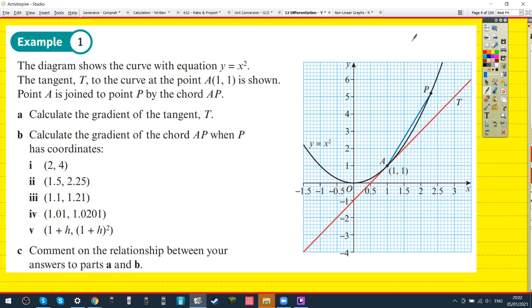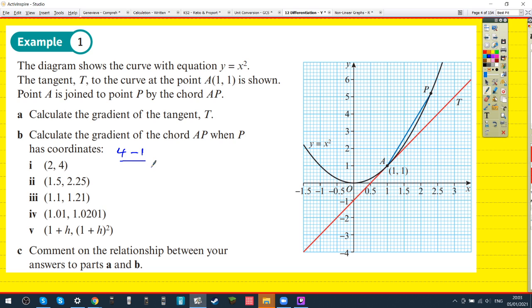So if we want the gradient, do we do m equals y2 minus y1 over x2 minus x1? Yep. So it would be 4 minus 1. Or would it be 1 minus 4? They'll both work out, so long as you're consistent with the bottom.